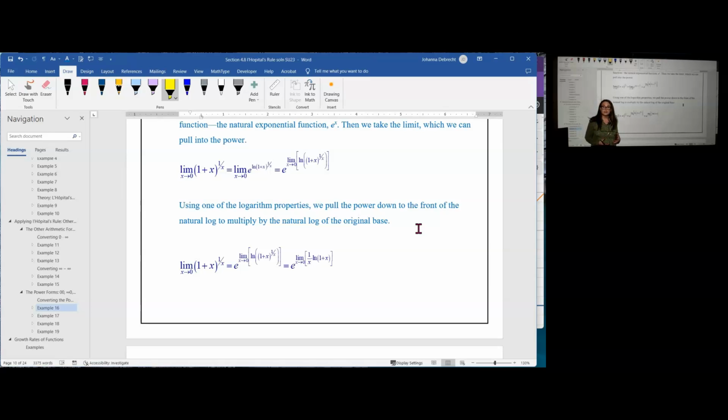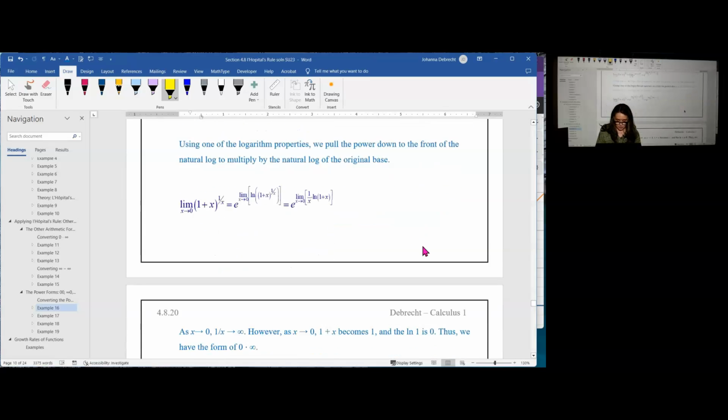The next thing we need to do is reevaluate. We've done something algebraic. We need to reevaluate to see what indeterminate form we have. You should expect 0 times infinity. As x approaches 0, 1 over 0 becomes infinity. And the natural log of 1 plus 0 is the natural log of 1, which is 0. We have infinity times 0, which we know is an indeterminate form.